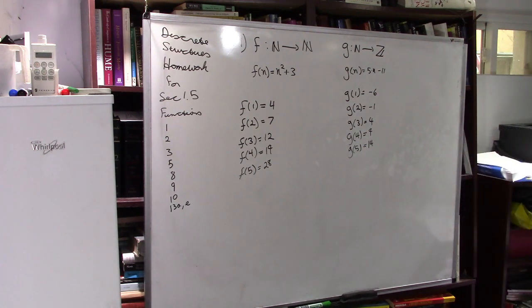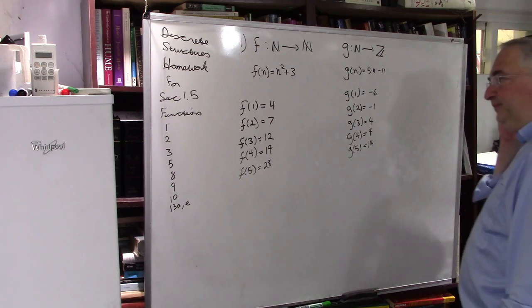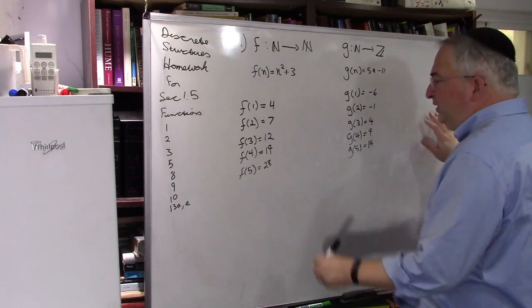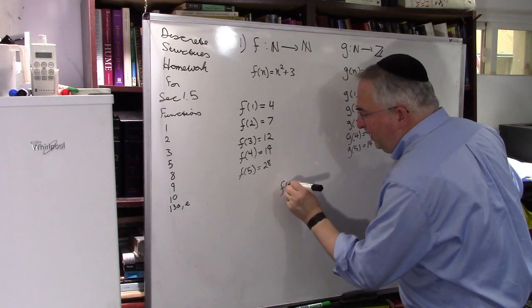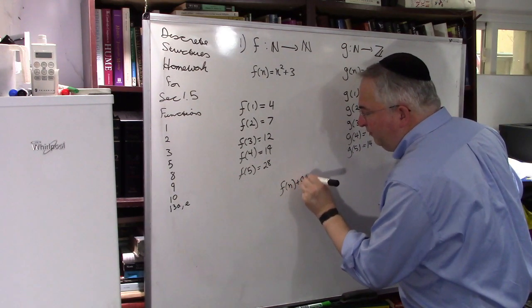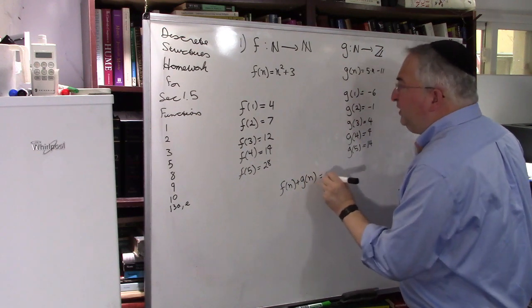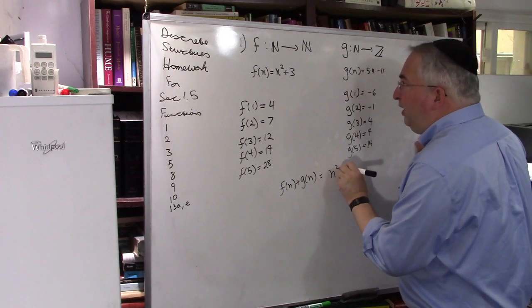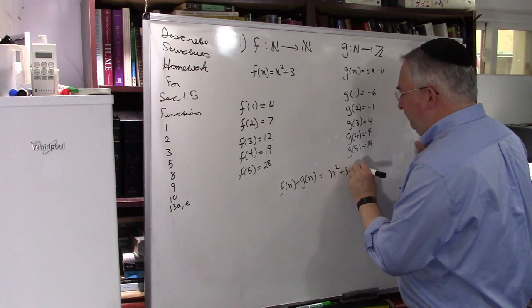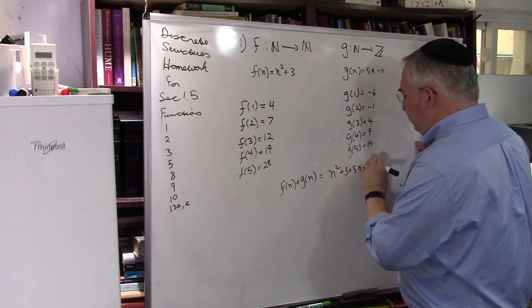To think about: is f of n plus g of n always an even number? Okay, so let's think about that. F of n plus g of n, well, that's always going to equal n squared plus 3 plus 5n minus 11.